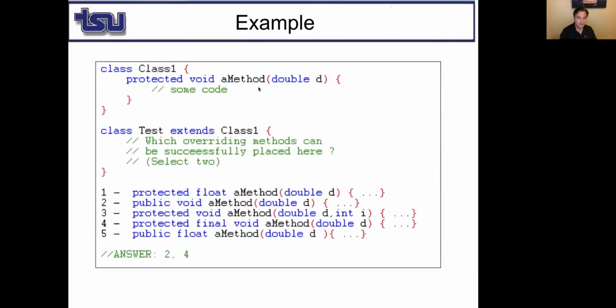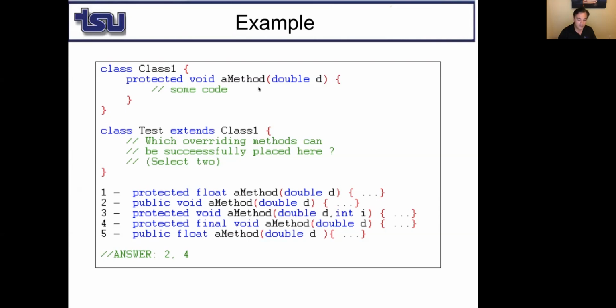Class 1, and this is class test extends class 1. Which overriding methods can be successfully placed? Which ones are correct? Let's see if the first one is correct. The same name, but return types are different. Second one, the same name, the same input argument, the same return type. Public is less restrictive, so I'm fine. The same name, different signatures, so that's not method overriding. Even though that's not an error, it's not method overriding because they must have the same signature.